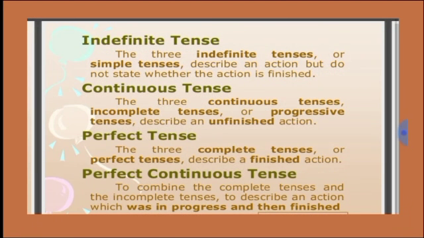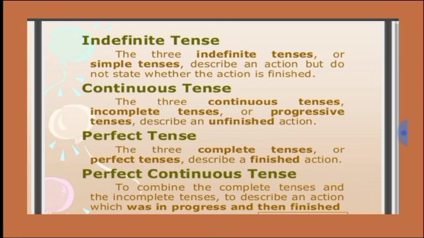Then the next one is the continuous tense. What is continuous tense? The three continuous tenses or incomplete tenses or progressive tenses describe an unfinished action, or they tell you that the work is still going on. It is continuous. Okay. Then the third one is the perfect tense. The three complete tenses or perfect tenses describe a finished action. An action that has just finished is in the perfect tense.